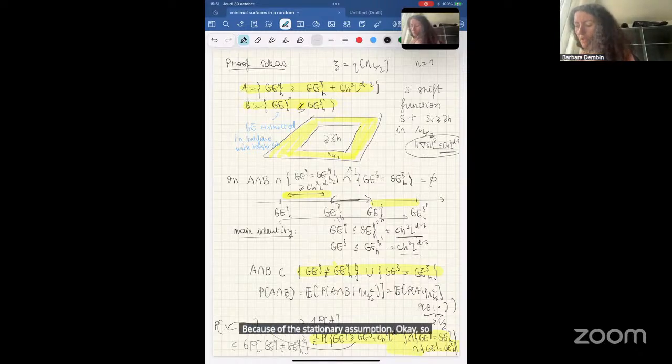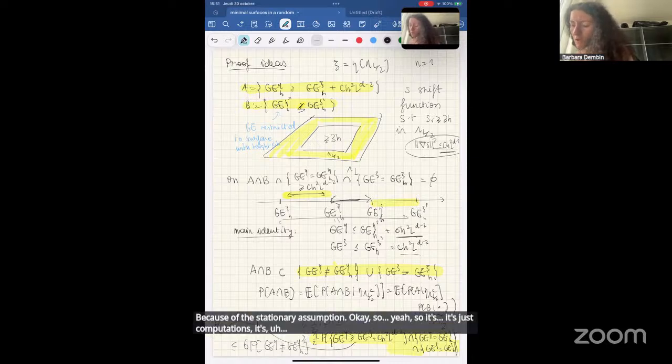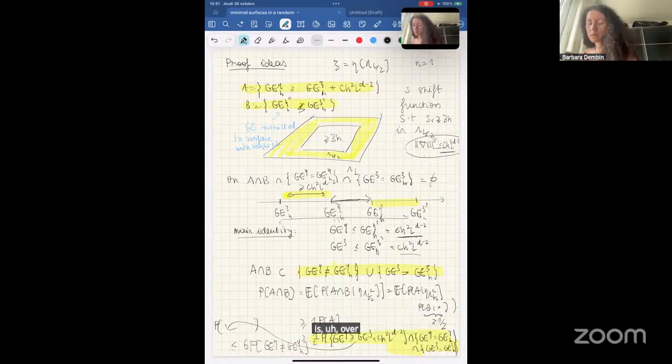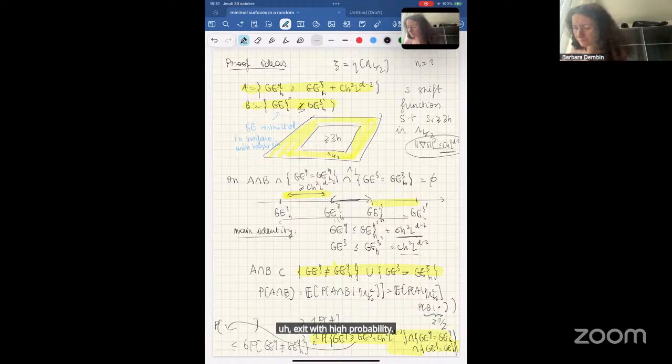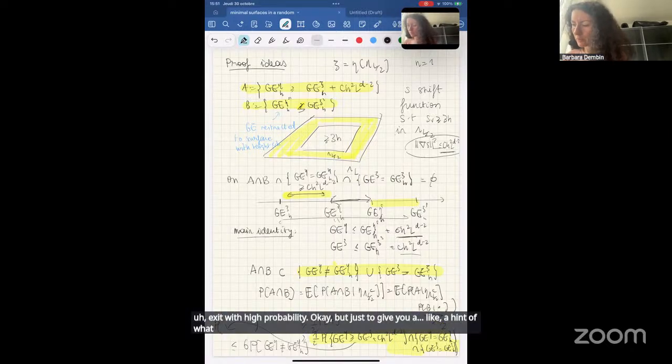Okay, so it's just computations. The main point is really that you have this trade-off of energy gain and energy cost, and once the energy gain is overpassing the energy cost, then you have too much energy to stay within your slab of height h. You will just exit with high probability. Okay, but just to give you a hint of what this kind of proof looks like.